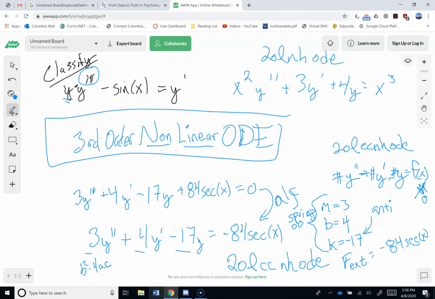Are you singing right now? She's singing the quadratic formula. Oh.